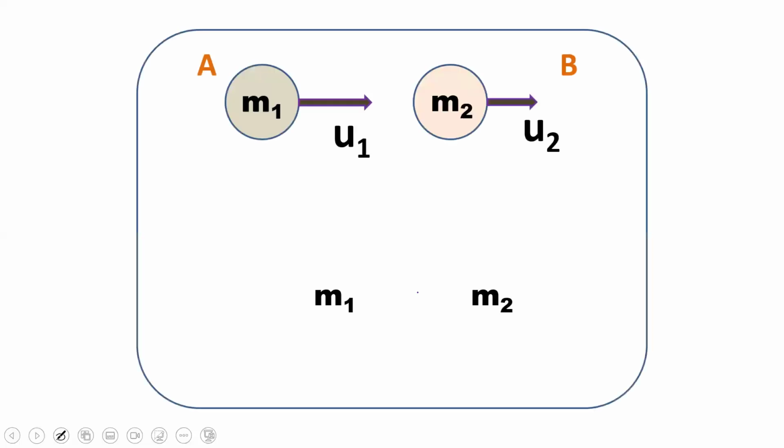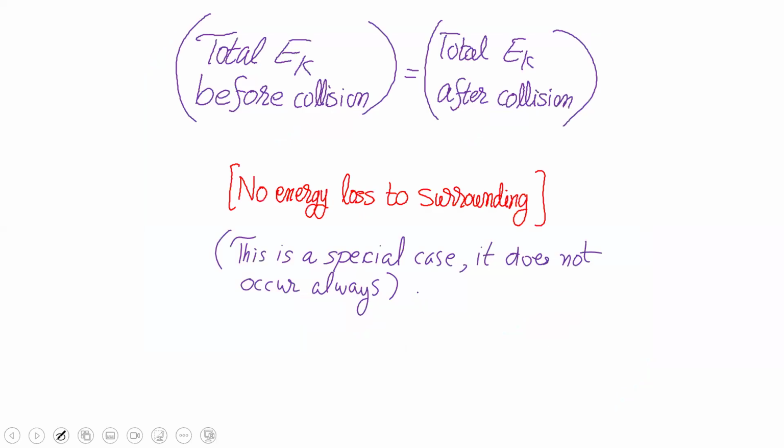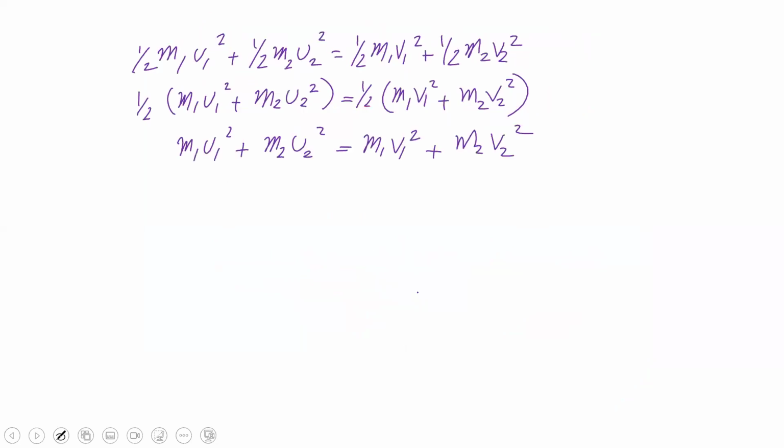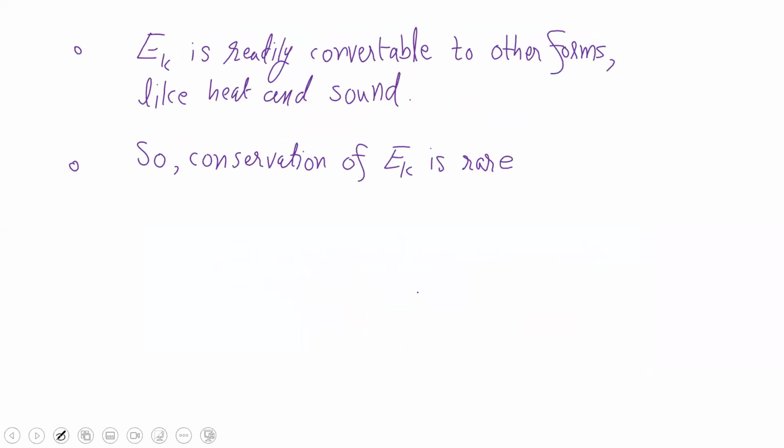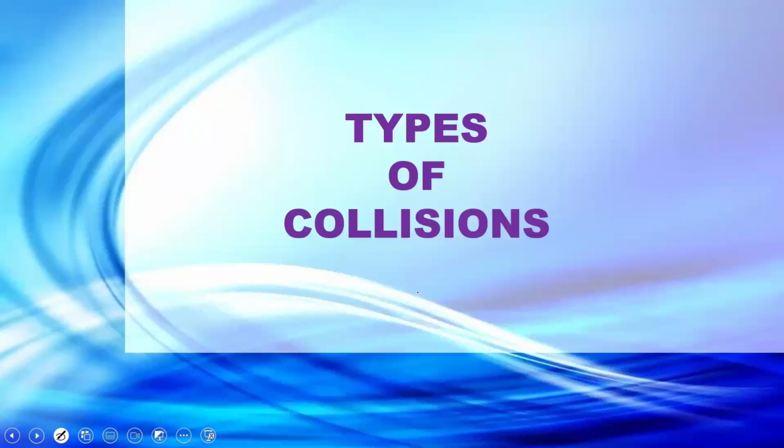Conservation of kinetic energy is a concept that in a collision, if total kinetic energy before collision equals total kinetic energy after collision, it means no energy loss. Kinetic energy is conserved. Now look at this: M1 U1 squared plus M2 U2 squared. This is called conservation of kinetic energy. It means the system does not lose any energy like sound or heat, but this is a rare case.